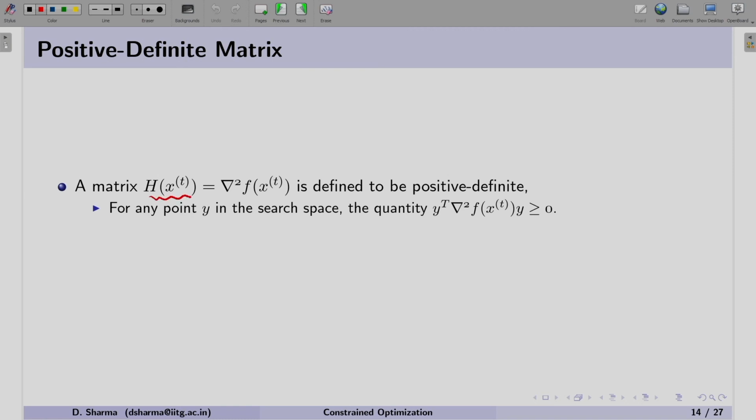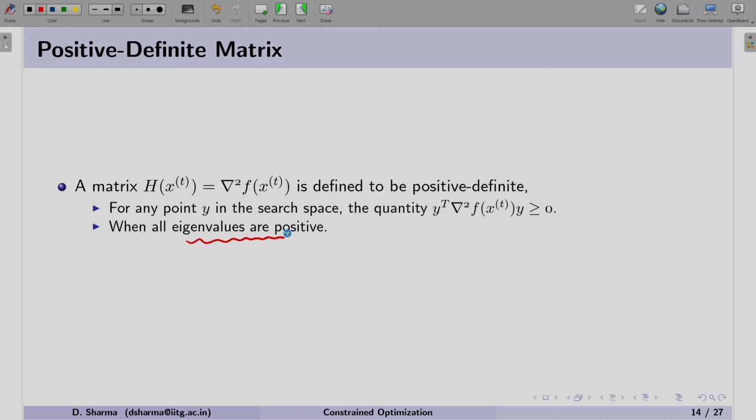So, the matrix H at a point, say x t, is defined to be positive definite. We can check this with 3 conditions. First condition: let us take any point y in the search space, and if we find the quantity y transpose Hessian y greater than 0, then we can say that the matrix is positive definite. Similarly, the second condition: since we already have a Hessian matrix, we can find the eigenvalues. If all the eigenvalues are positive, we can say the matrix is positive definite.